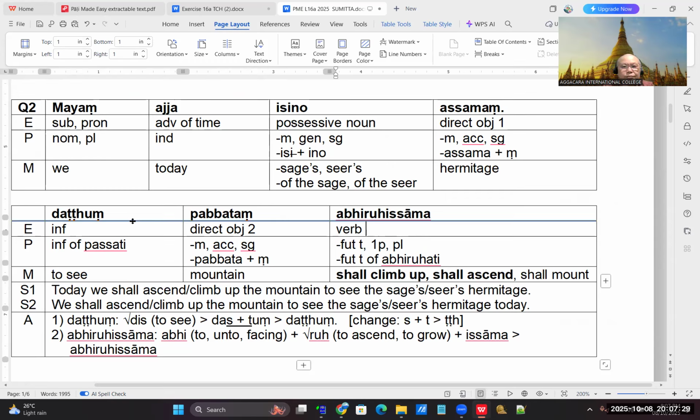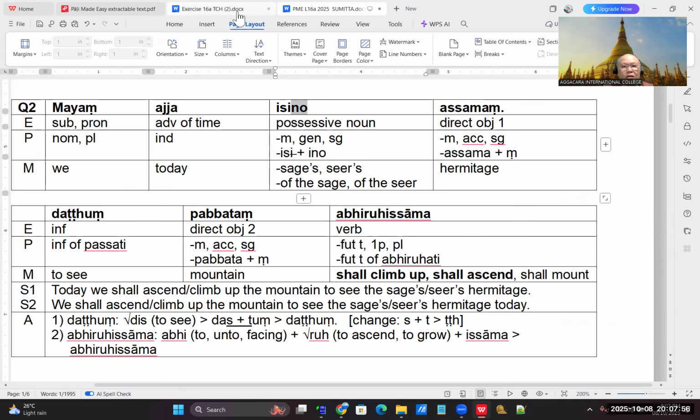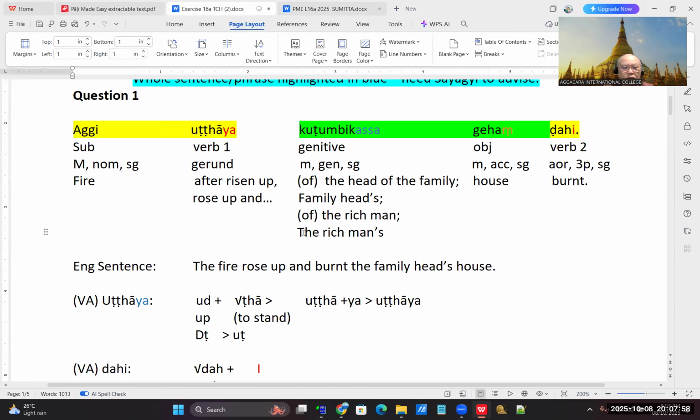To see. What do you want to see? Datum. To see the asama, hermitage. Whose hermitage? So it's the possessive case, genitive. Now you see this no. Just now you said no is a distinct mark for this genitive, sa or no. I think this is okay. The only difficult part is this datum. So Chai Hun also asked this question.